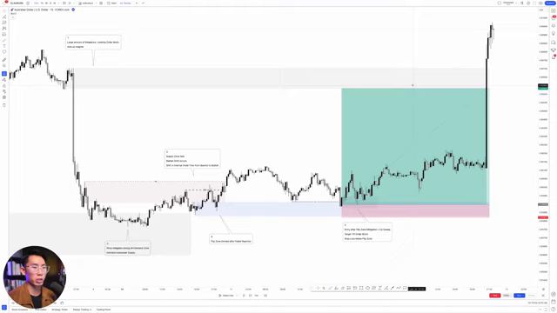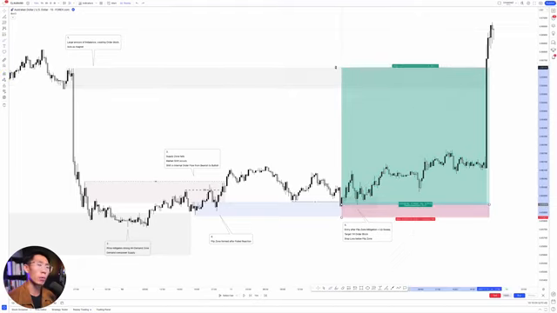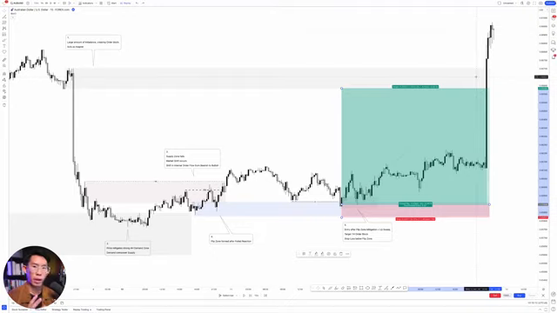Now, this trade was supposed to be a little bit more, like I could have made more money on this trade if I targeted this extreme end. You can see there was a lot of momentum, but like I said, you never ever want to assume what the market is gonna do.